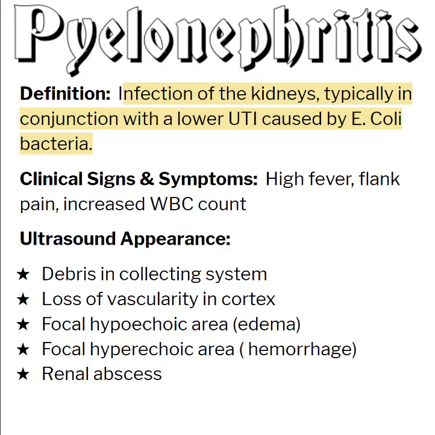On ultrasound, what we're going to see is debris within the collecting system. We might see some loss of vascularity in the cortex, so we want to make sure that we're using our color box and settings appropriately. We might see some focal hypoechoic areas, which represent edema or extra fluid in the kidney. We might see some focal hyperechoic areas, which typically represent hemorrhage or bleeding within the kidney, and we might see this evolve into a renal abscess.